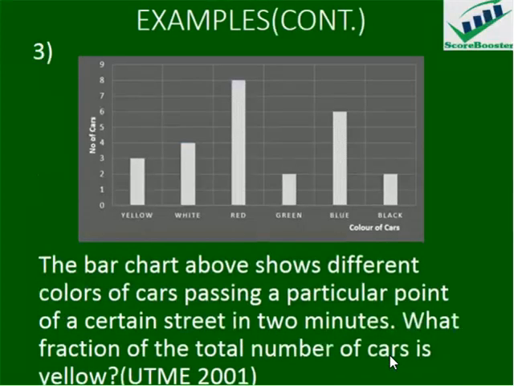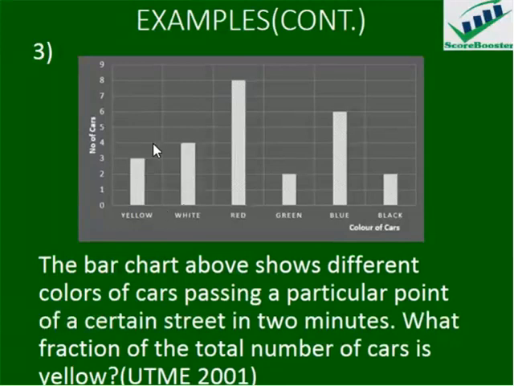So now we move to the third question. The third question is on a bar chart. We were given the number of cars on the vertical axis, which is the y-axis, and the colors of cars on the x-axis. So to interpret this bar chart, we can see the colors of cars and the number of cars. We have 3 yellow cars. You can see that the bar is stopping at 3 for yellow car.